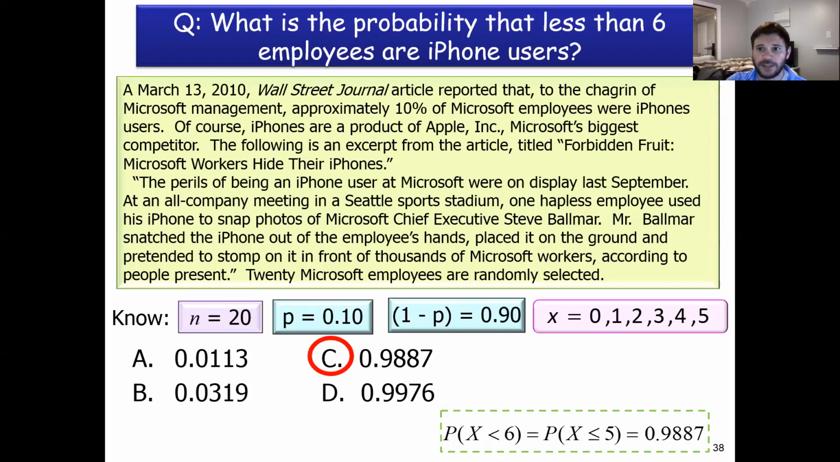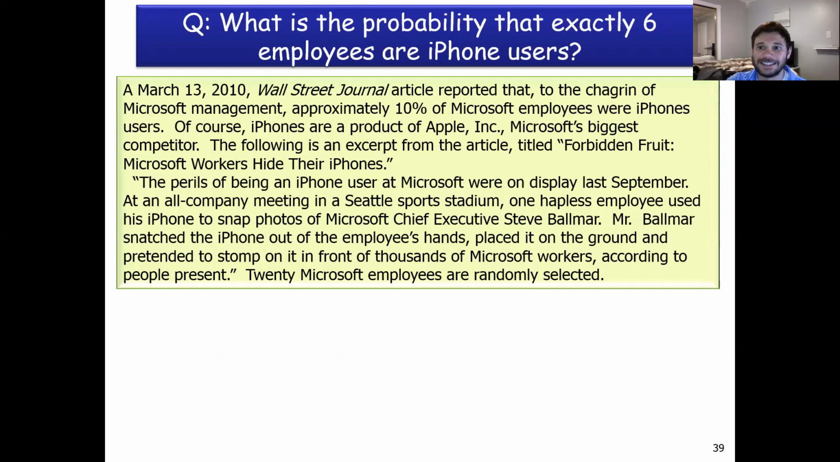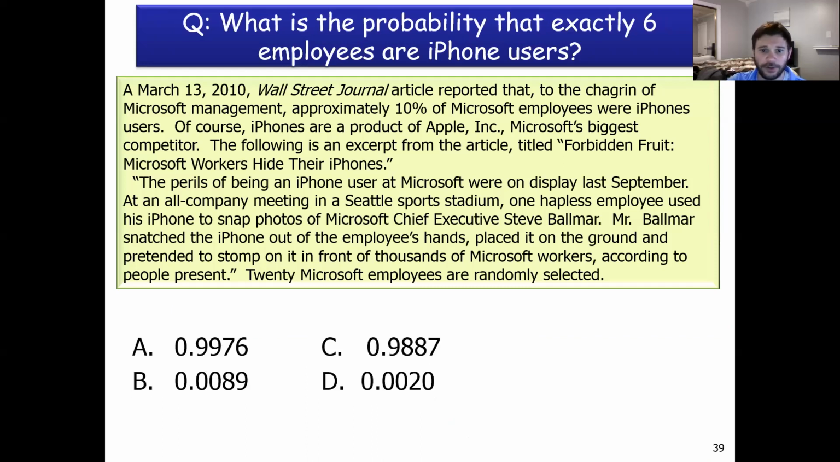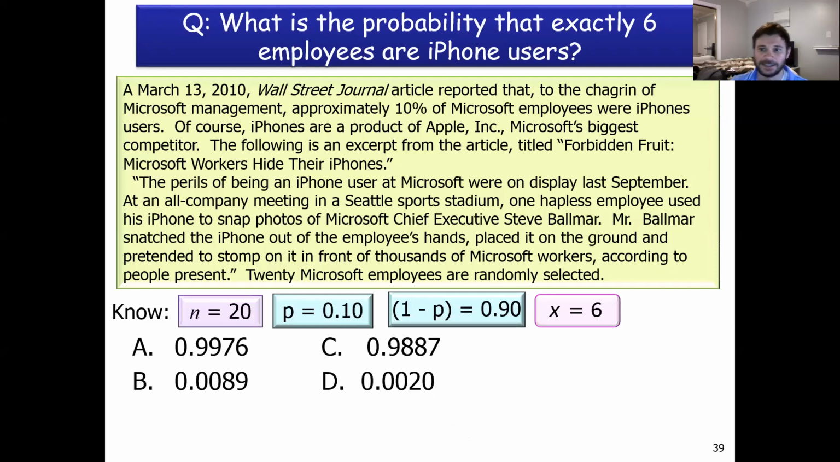The next question asks, what is the probability that exactly 6 employees are iPhone users? Now remember, exactly 6 meant we had to get 2 table values. I need the row corresponding to 6. I need that table value. But I also need the table value corresponding to 5. So again, if we jump to our table here, we should be able to see that.